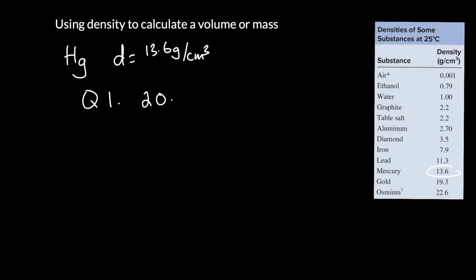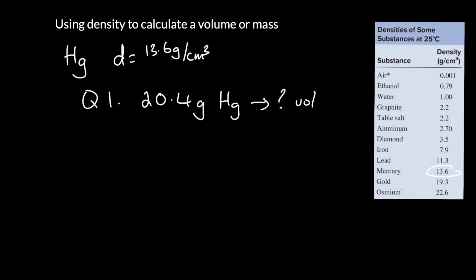So let's say we want to use the density of an object in order to calculate its volume. Let's take an element like mercury. Mercury is an incredibly dense element, and we can see on the table over here that mercury's got a density of 13.6 grams per centimeter cubed. And we can use this information to calculate something like the volume that 20.4 grams occupies. So 20.4 grams of mercury occupies what volume?